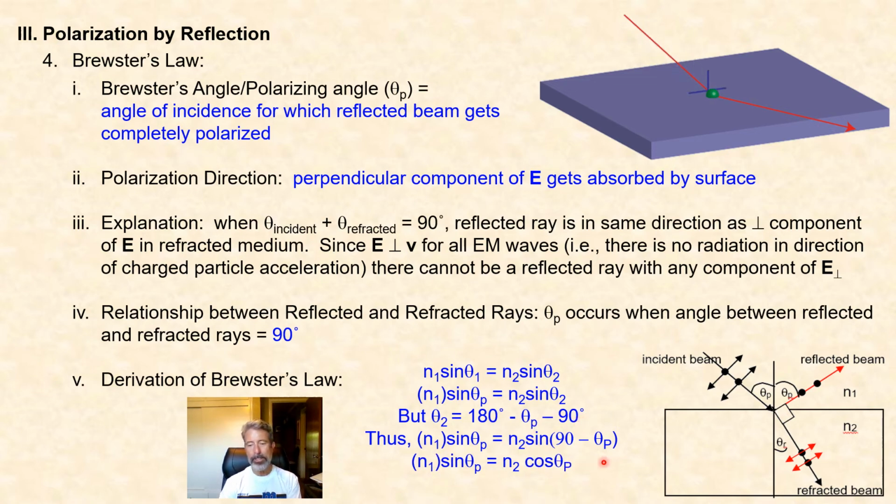And when we look at these trig identities here, sine of 90 minus theta sub p is none other than cosine of theta sub p. And when we take this ratio of sine theta sub p to cosine theta sub p, that is simply tangent of theta sub p. So here we have Brewster's law. Tangent of theta sub p is simply this ratio of the index of refraction in our transmitted medium to that of our incident medium. So this relationship here, very simple as it is, tells us what that angle of incidence is that leads to this condition where the reflected beam will be completely polarized.